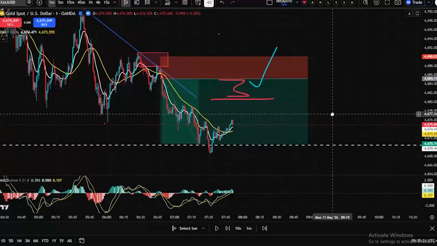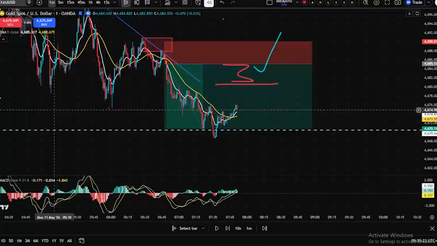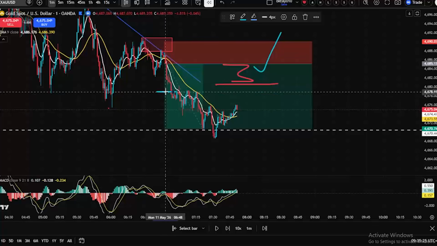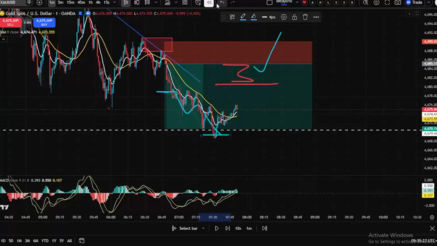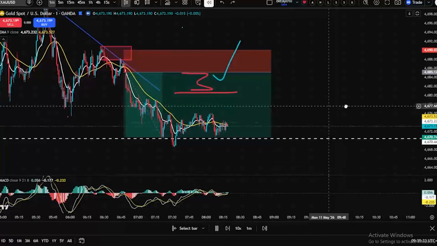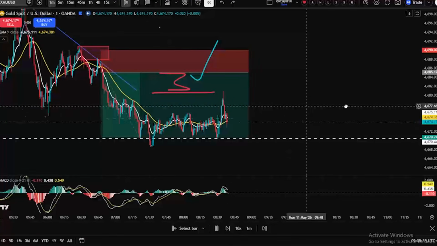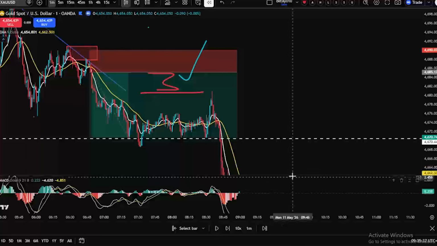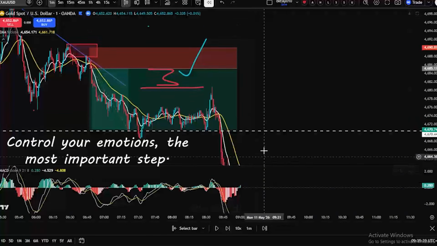Fourth, controlling emotions is the key to success. You may be tempted to exit before you reach your profit or stay in a long loss. But patience and trust in the strategy will make your decisions logical and emotionless. Ultimately, exiting a trade means preserving profits and reducing losses.